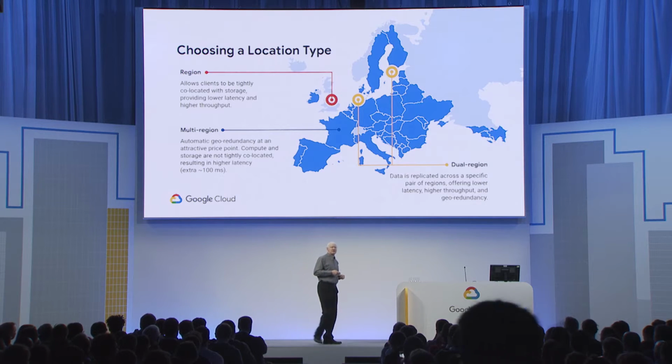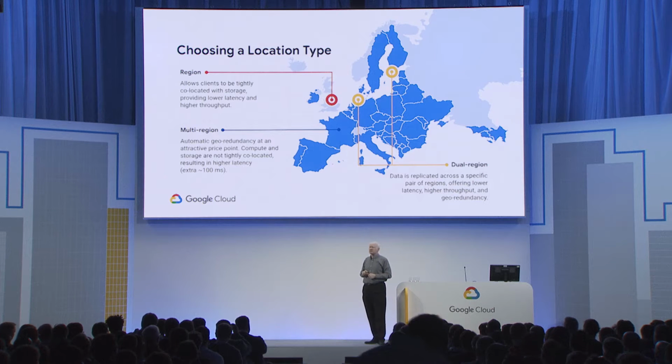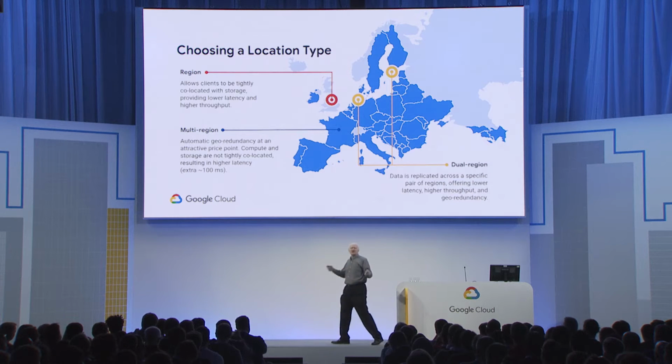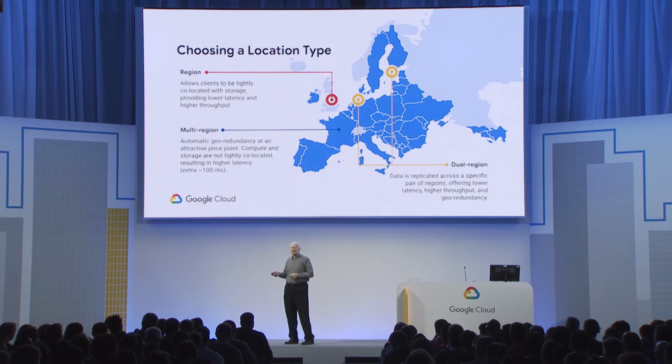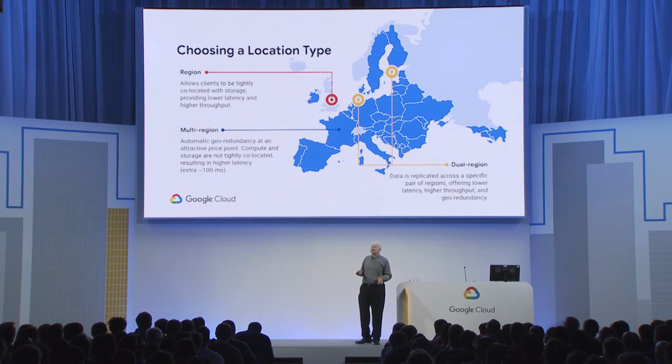And then dual regional is when you want a little bit of both. Right? You want certainty about where your data is located so you can pair it close to compute, and you also want geo-redundancy. So you want disaster recovery or a backup site where you can move your workload processing to that other location and still keep it close to your data.